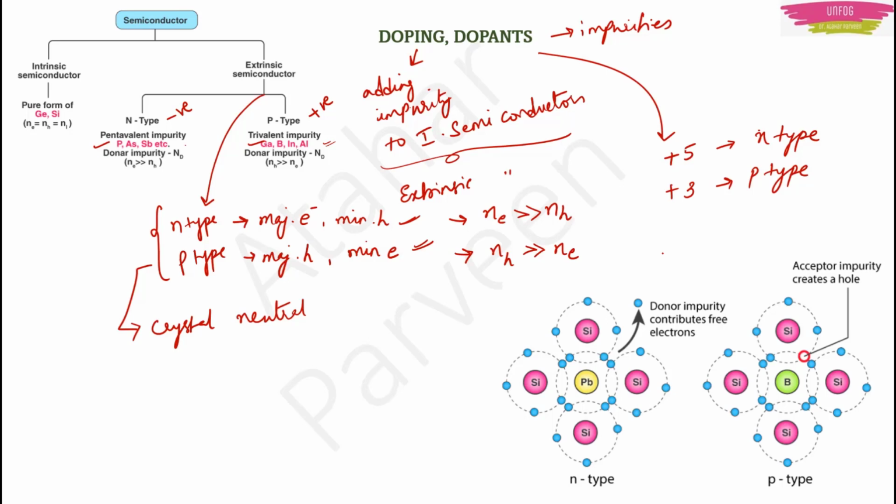Donor impurity means the electrons are given from the impurity, so they are donor impurities. If there is a hole, then they are acceptor impurities. Now this was all about P-type and N-type semiconductors.